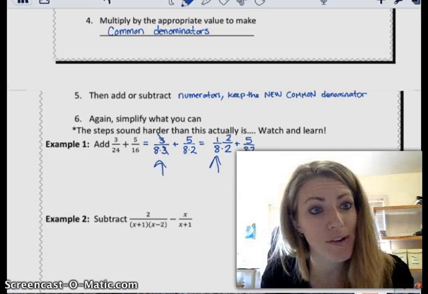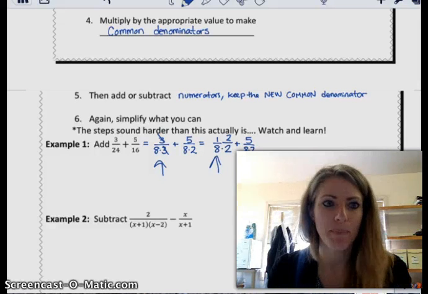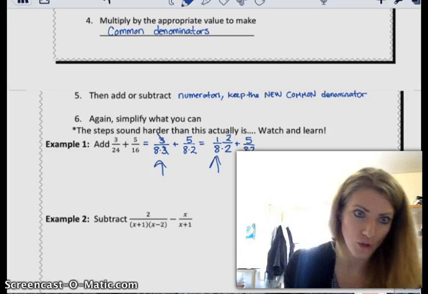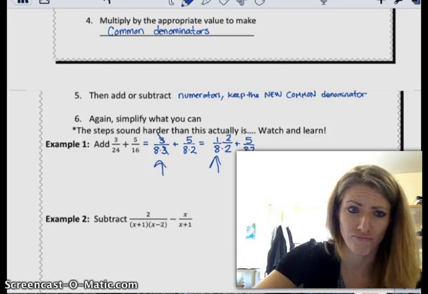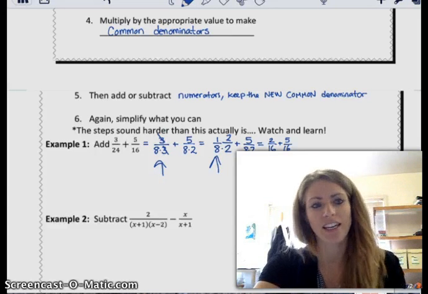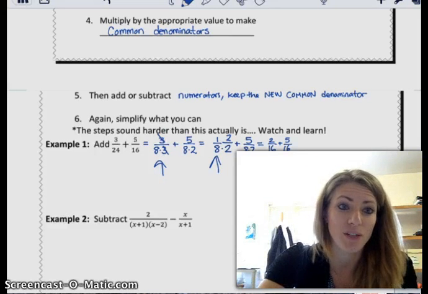And what's algebra about? It's all about making things that you don't know how to deal with look like things that you do know how to deal with. So that becomes 2 over 16 plus 5 over 16, which is 7 over 16, and you can't simplify it anymore. That's the answer. Woohoo!